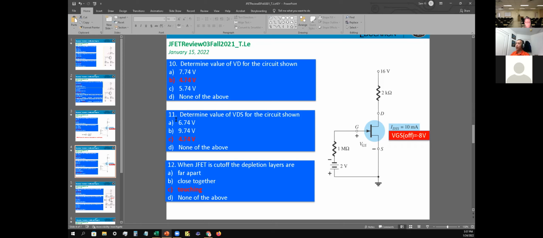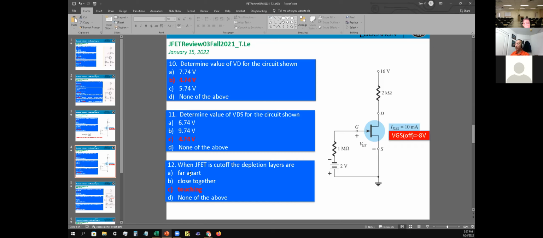Okay, number 11, determine the value of VDS for the circuit shown. So we got the VD at 4.74. VS is at 0 at the common. So therefore the answer is going to be 4.74 volts. The answer is C as in cat for number 11.